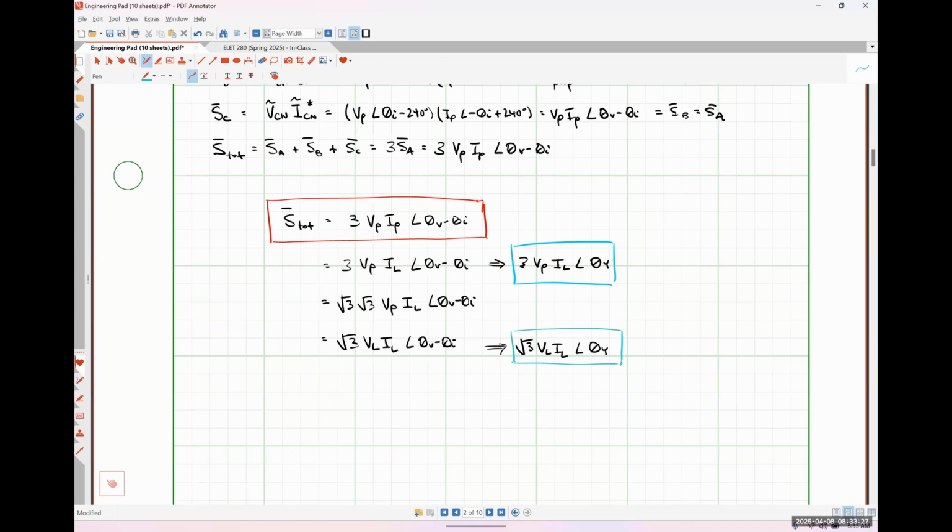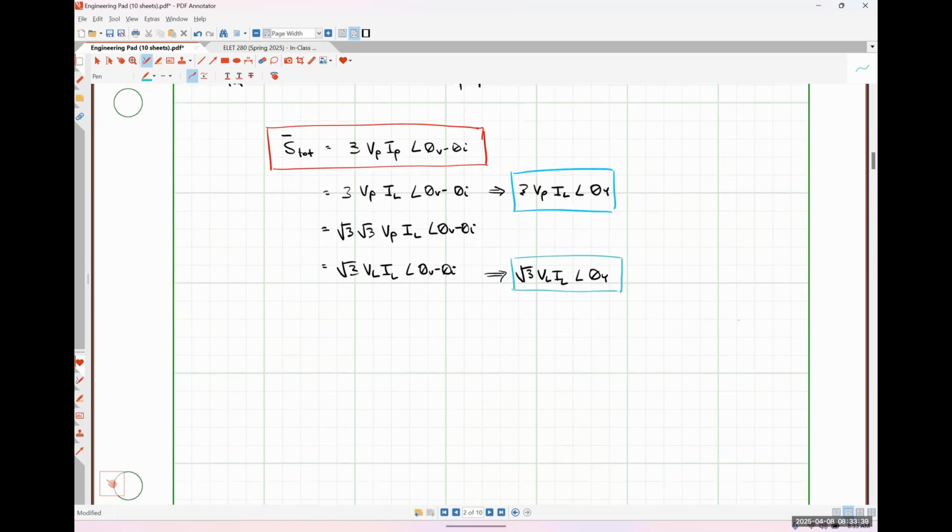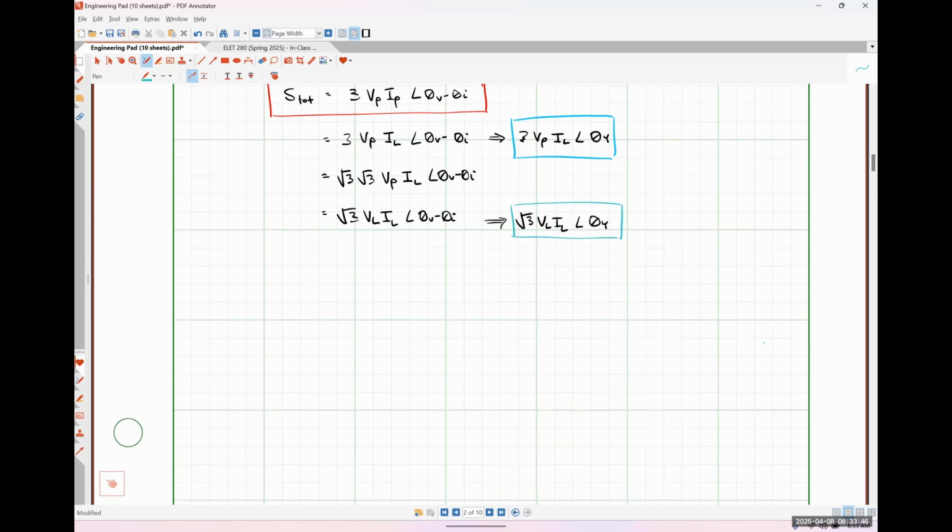So let's see what would happen if we had a delta connected load. Since we derived those relationships for a Y-connected load, let's see what shakes out when we have a delta-connected load, right? So on the source side of things, it really doesn't matter. So I'm just going to do that as a Y-connected source yet again.